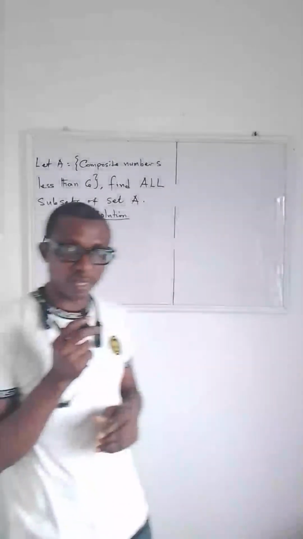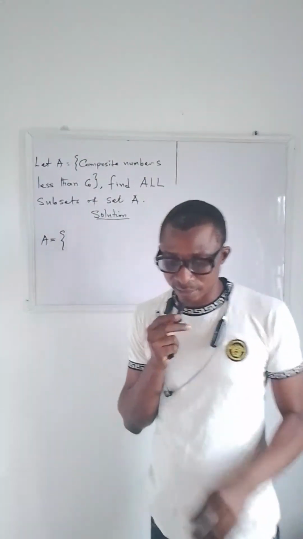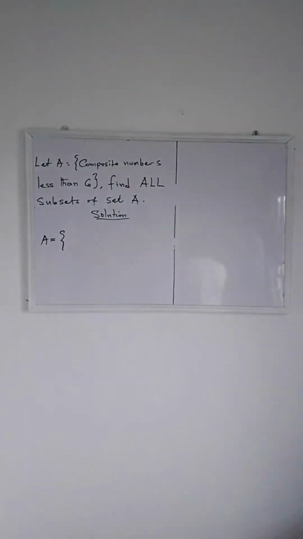Now let's wait for your answers. Composite numbers less than 6. Drop your answer. Let me see. Composite numbers less than 6. All right, is anybody giving me an answer?